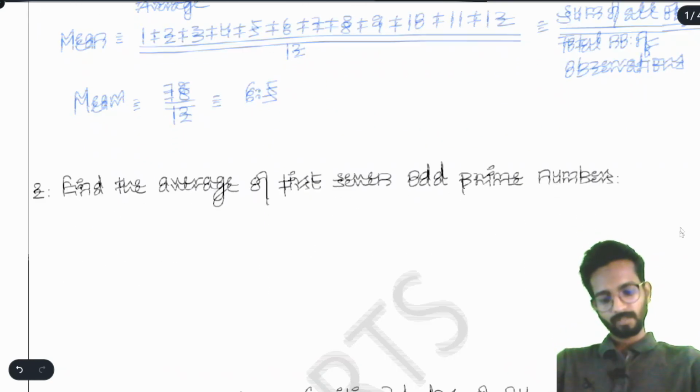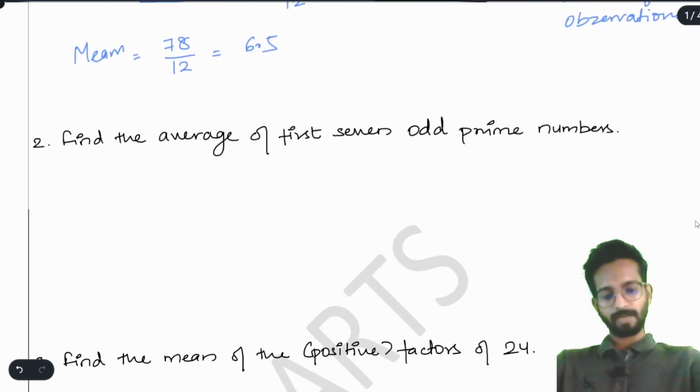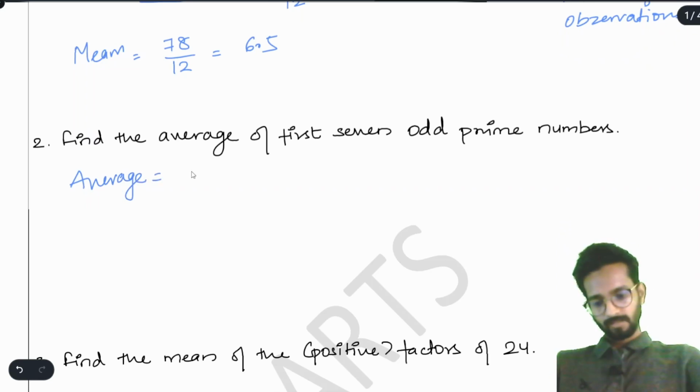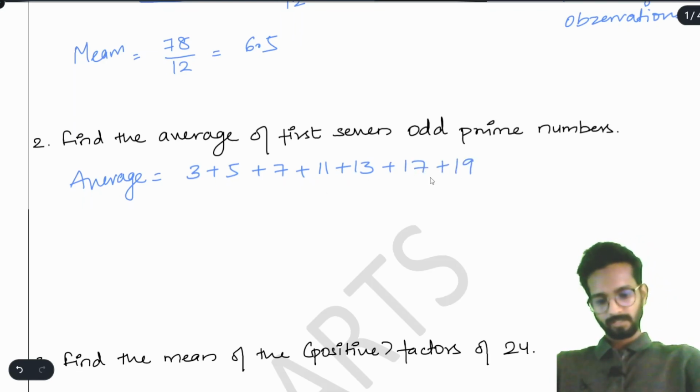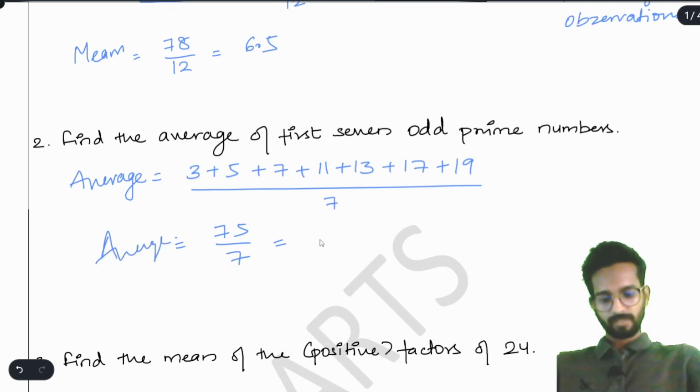Simple. Now, find the average of first 7 odd prime numbers. See, what will be the first 7 odd prime numbers? Average is 3 plus 5 plus 7, then 11, 13, then 17, then 19 divided by 7. It will become 75 by 7. This is your average. Or you can also write it as 10 and 5 by 7.